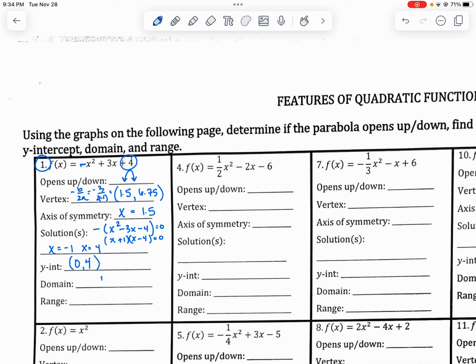The domain for this parabola is all real numbers. And the range, because it opens down, I have a maximum, so the range is going to be all y values that are less than or equal to that highest point at the vertex, 6.75. Okay, here's an example of how this is working. You don't necessarily have to do all of the algebra, but I want you to fill in all of these key details based on the graph and maybe a little bit of algebra and your knowledge of quadratics.